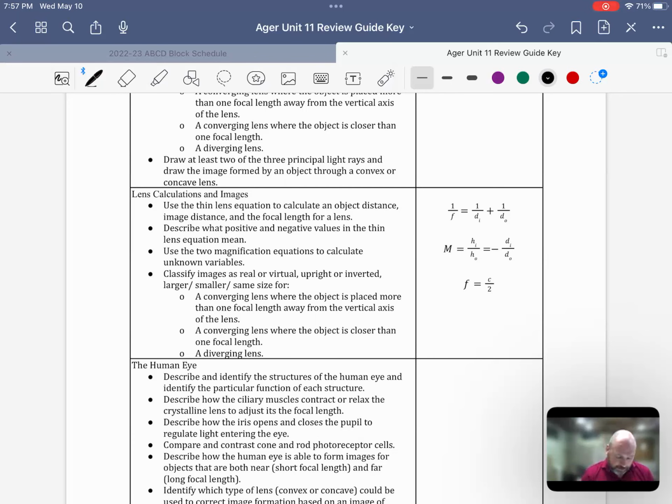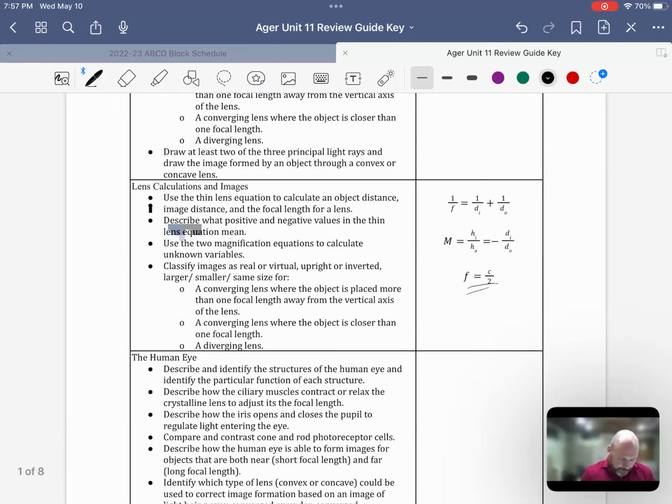And then this relationship, we didn't really talk about that much, but this does talk about the center of curvature. The focal length, where the light focuses, is half the center of curvature for the lens. Half the center of curvature.